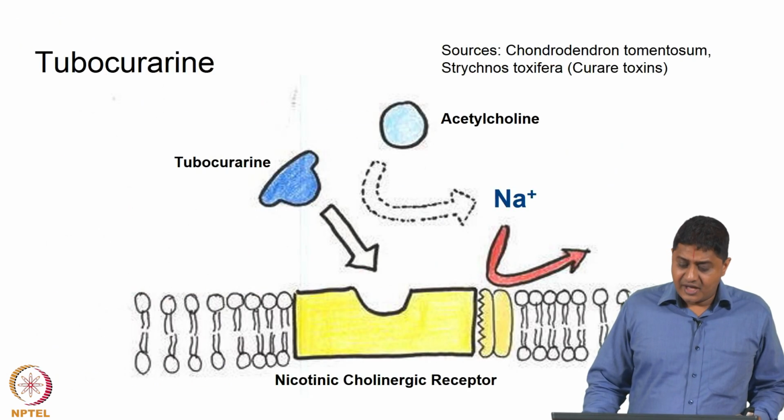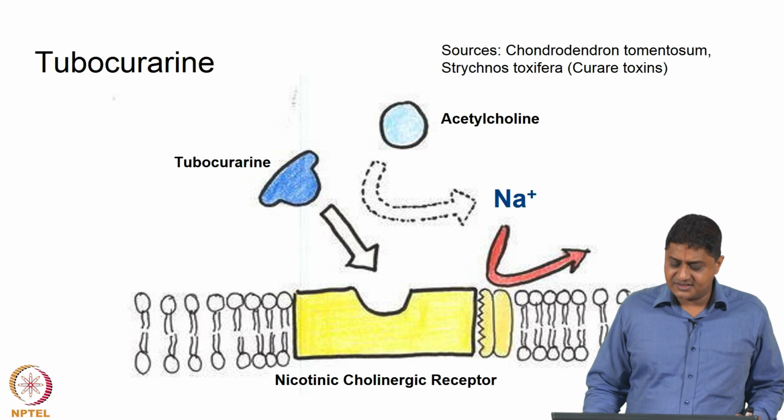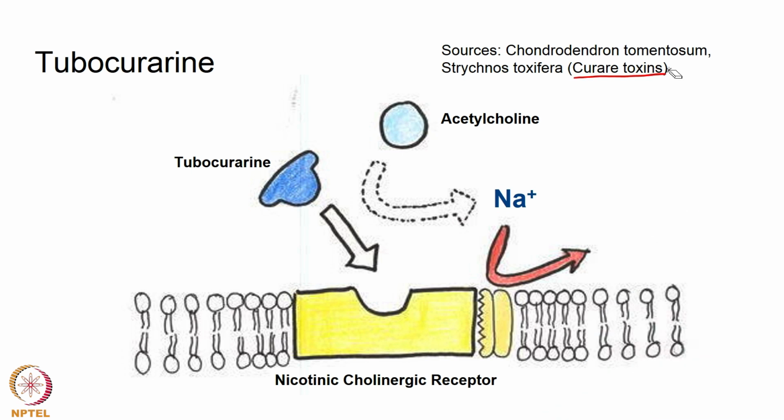There is a group of arrow poisons, a group of drugs called curare toxins, right. They can be sourced from plant and animal sources. From plants such as Strychnos toxifera, curare toxins are produced, but specifically from a plant called Chondrodendron tomentosum, tubocurarine, or more specifically D-tubocurarine chloride, is produced.